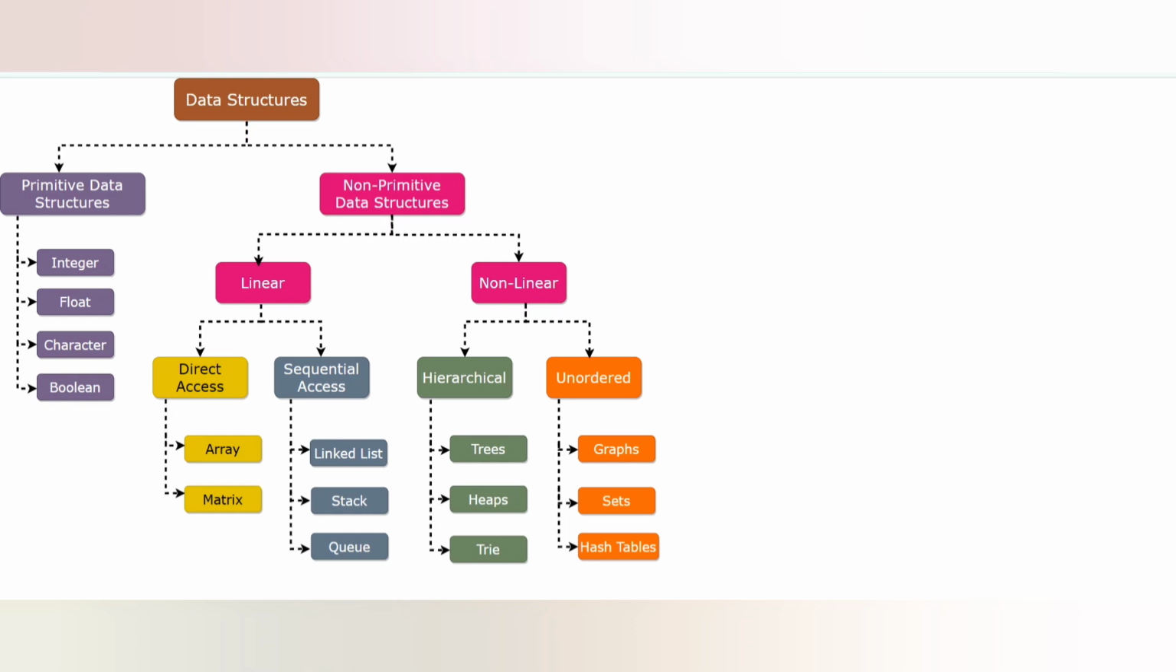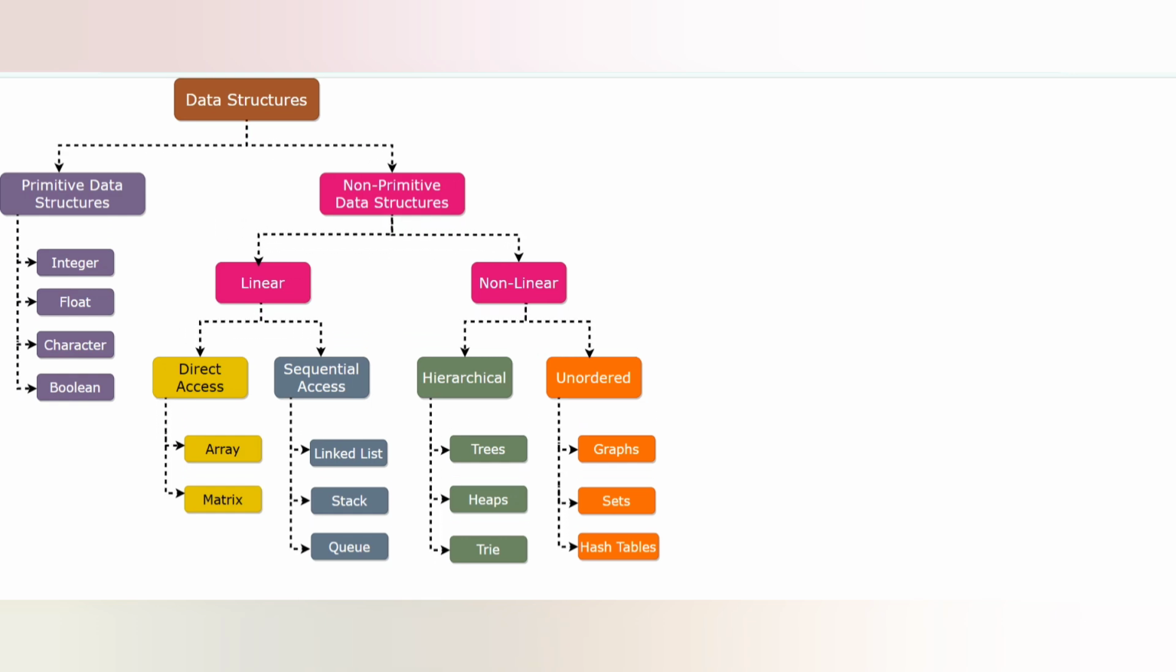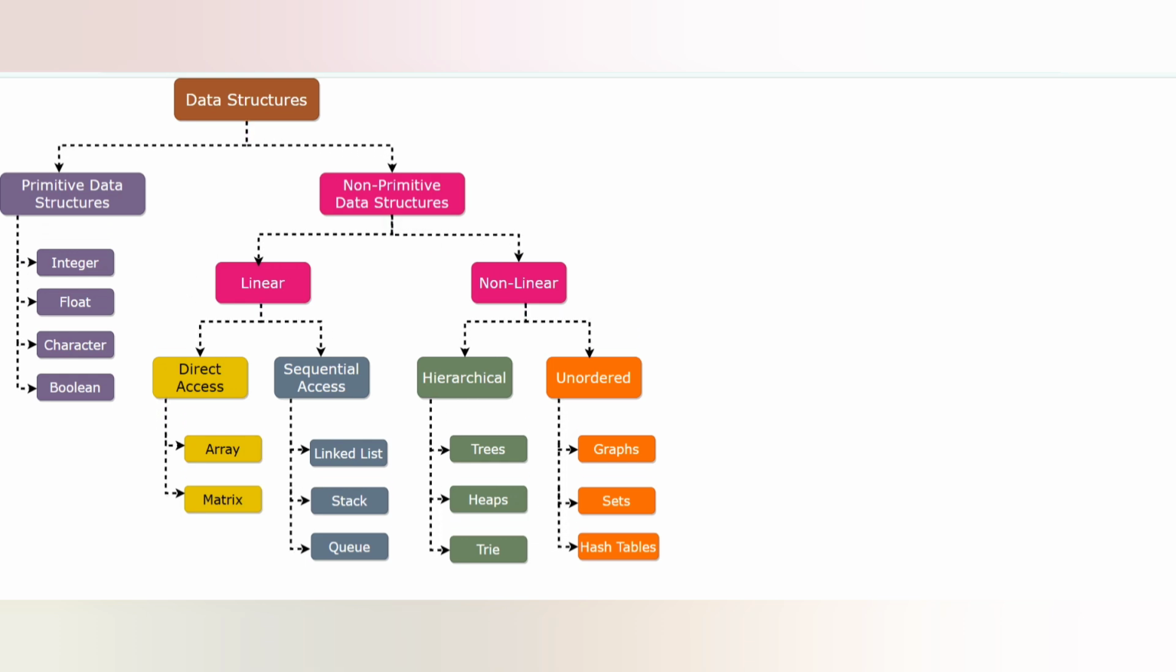The graph is a collection of nodes connected by edges, used to represent networks. Here is all about data structures, why they are used, and the different types of data structures, like primitive, non-primitive, linear, non-linear, direct access, sequential access, hierarchical, and unordered. This is all about data structures.